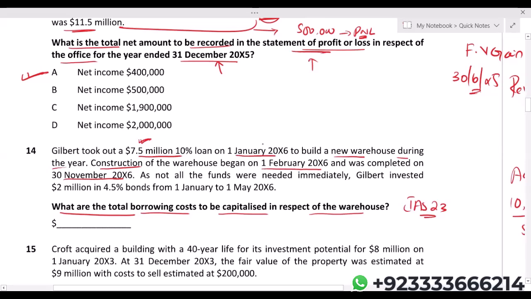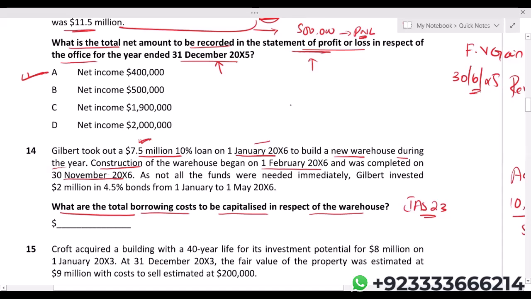Very important point. The loan was taken on January X6, but work started on 1st Feb X6. So we will start borrowing cost capitalization from 1st Feb X6 onwards, because in the first month, that is January, this company had that 7.5 million, but they did not utilize it for a qualifying asset. We will capitalize the borrowing costs from 1st Feb X6 till 30th November X6. The time period, if you count it, is 10 months. So logically, 10 months of borrowing costs will be capitalized.